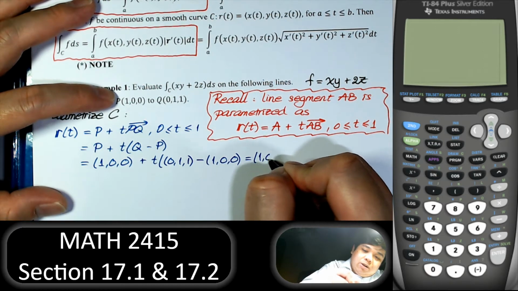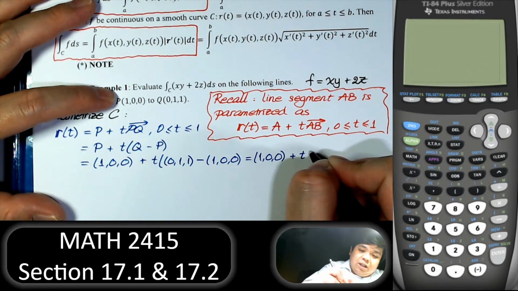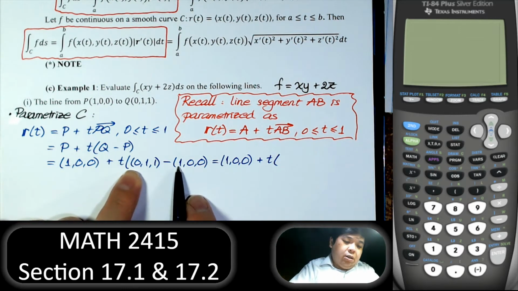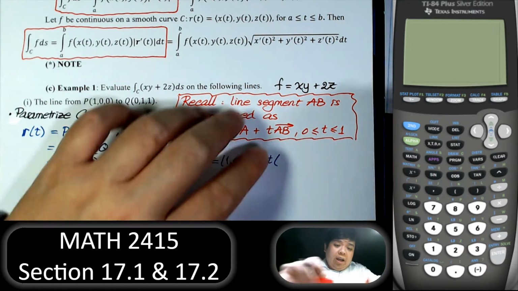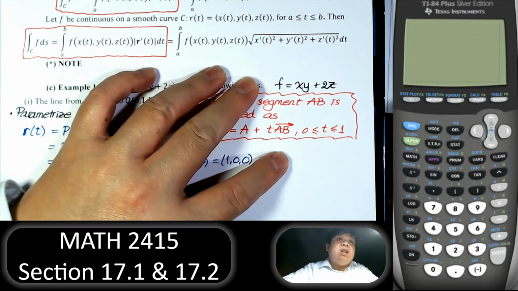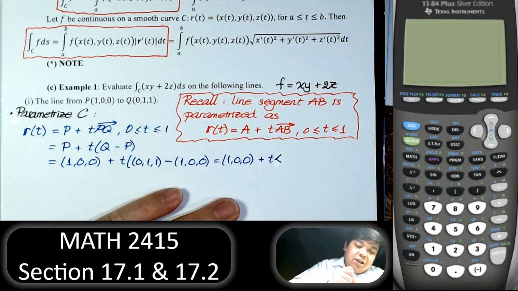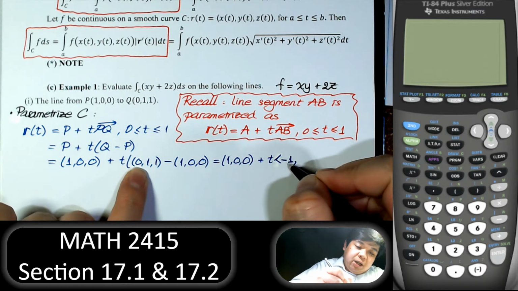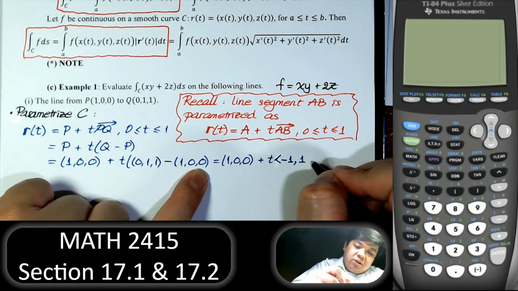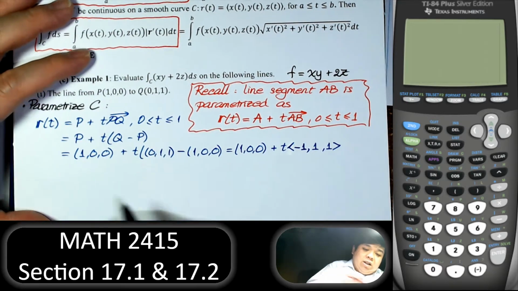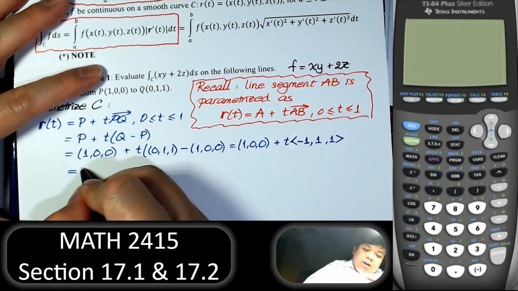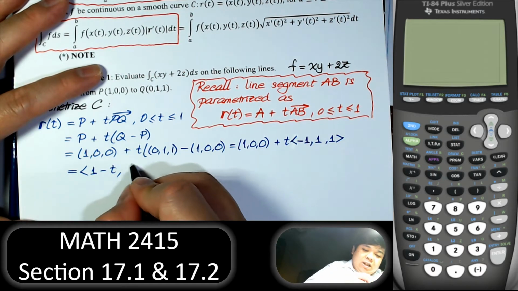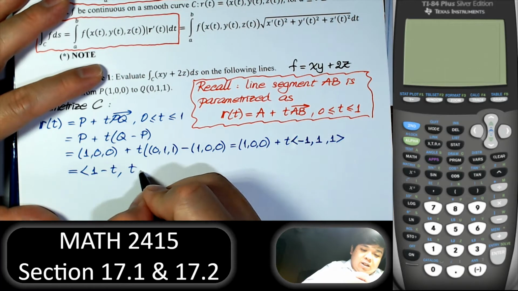So we have 1 0 0 plus t times 0 minus 1, 1 minus 0, 1 minus 0. The notation could be a vector or a point, it doesn't matter, they are essentially the same thing. Combining this, we have 1 minus t, 0 plus t, and 0 plus t.